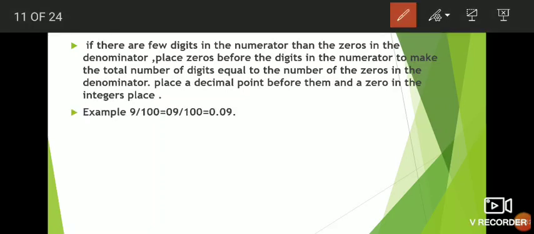See here, 9 upon 100 is there. 9 upon 100 is there. Here very few digits are there in the numerator than the zeros.